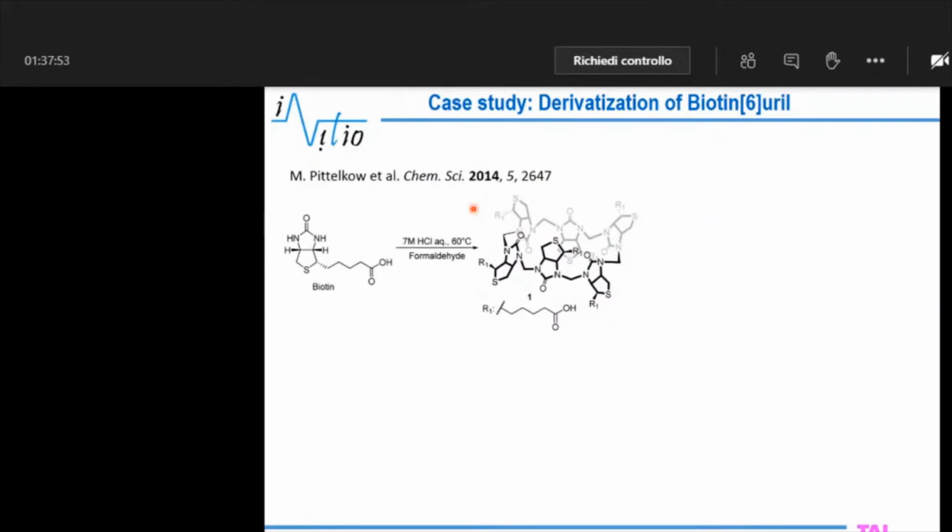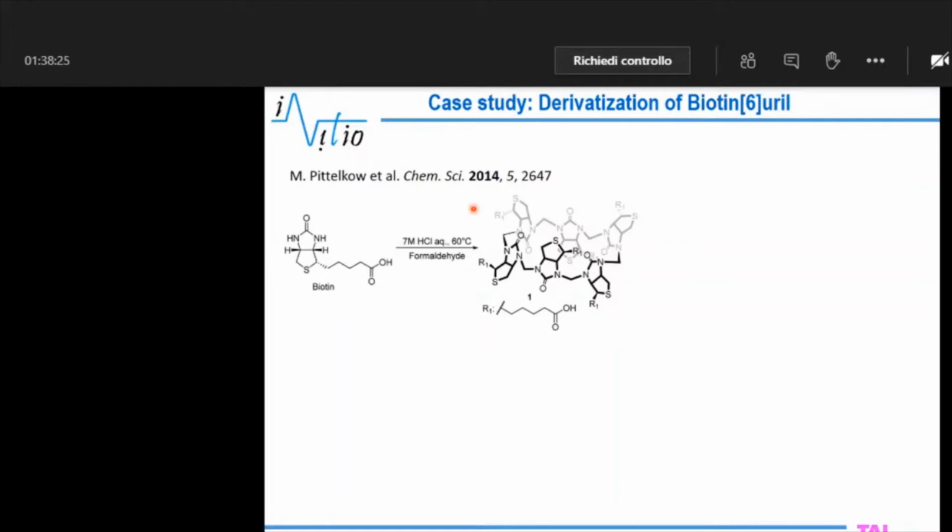One of the molecules we work with right now is biotin[6]uril. This is a macrocycle which was discovered by Mikhail Pitkov's group, and it can be easily produced in multi-gram quantities by condensation of biotin, which is actually a vitamin and easily available, with formaldehyde. And this process is catalyzed by hydrochloric acid. It's also a template synthesis. So this compound is easily available.